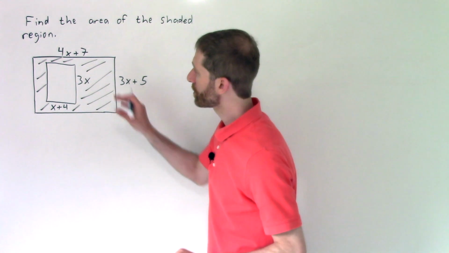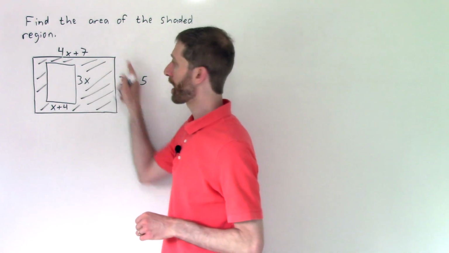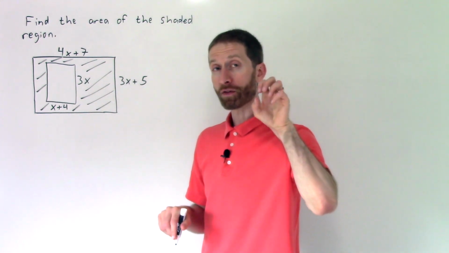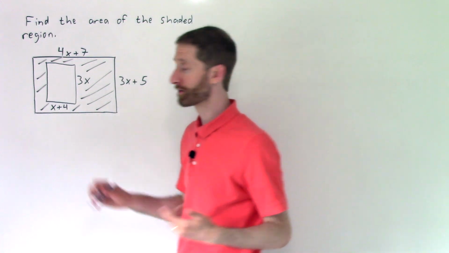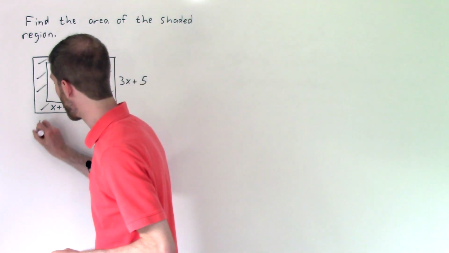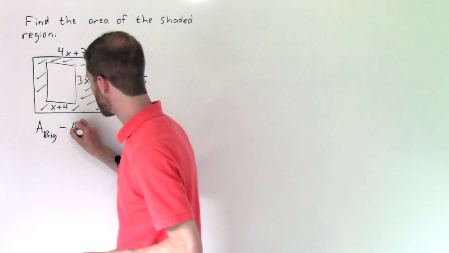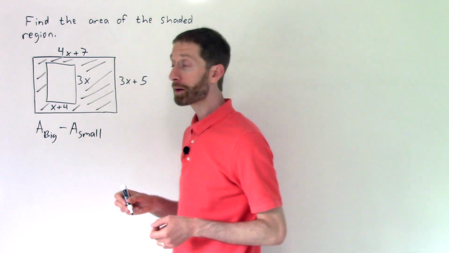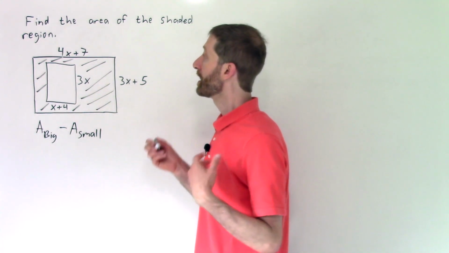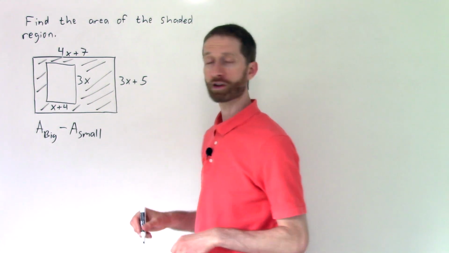So if we want the area of the shaded region, ignore the algebra and think of this as, I want the area of the big rectangle without the small rectangle inside, so taking it out. So that's area of big minus area of small. So I'm literally just going to write area big minus area small. That's the main idea. And now what I'm going to set about doing is finding the expression for the area of the big rectangle and the expression for the area of the small rectangle.